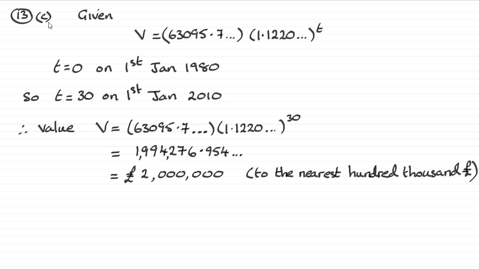Now in 13 part C, we've now got this formula. I've replaced p with the value we found and q the value we found. I've used the unrounded values, and we've got this to the power t. So we've got to find out the value then on the 1st of January 2010, and that's going to be 30 years later. So we would set t equal to 30. Set t equal to 30, get on your calculator, work this out. We have to give it to the nearest £100,000, and it turns out to be £2 million.